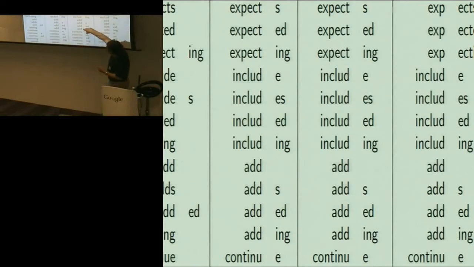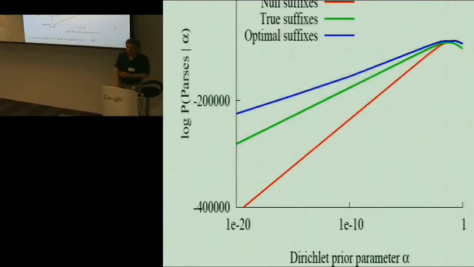And even some of the things that count as errors in the actual procedure are fairly plausible. The reason why this E is pulled off here in continue is so it can capture the ing generalization in continuing, right? So it generally looks pretty good. And then if you look at the same posterior probability plot over here, you discover that the true suffixes wind up lining up with the optimal suffixes. So again, that's exactly what you'd hope for.